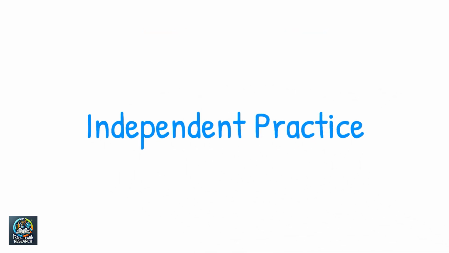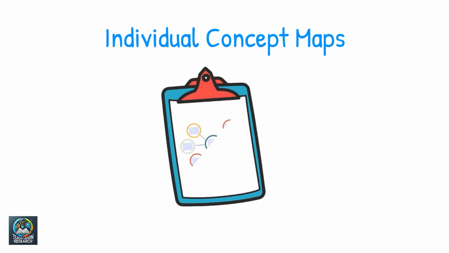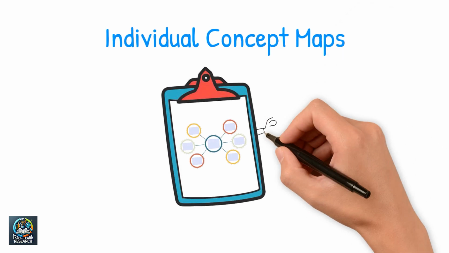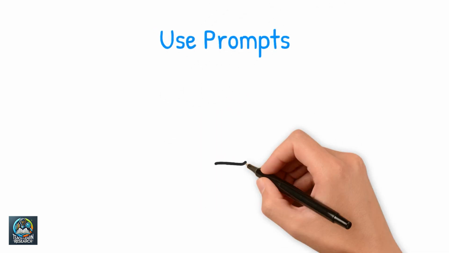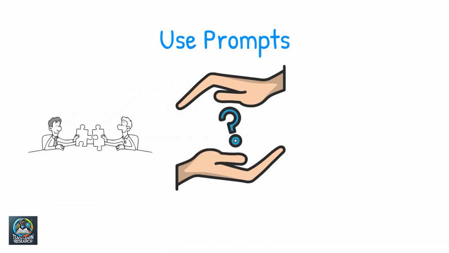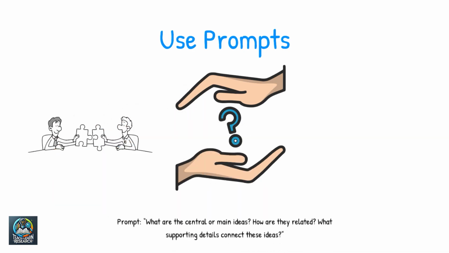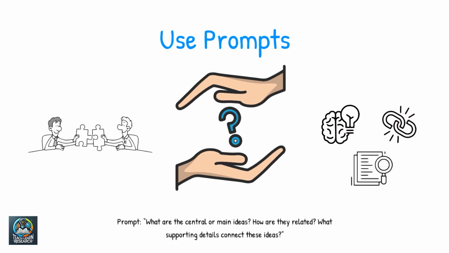Independent practice. Individual concept maps. Have students create their own concept maps based on a new text or a different section of the same text. Use prompts. Provide guiding questions to help students identify key concepts and relationships. Prompt: What are the central or main ideas? How are they related? What supporting details connect these ideas?